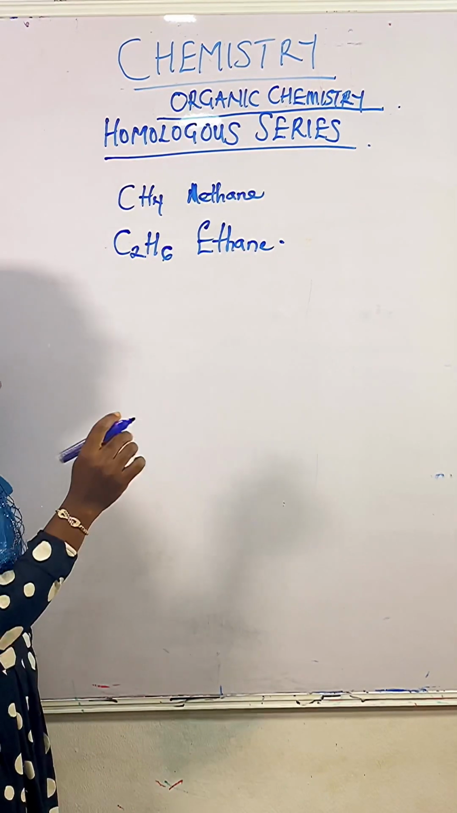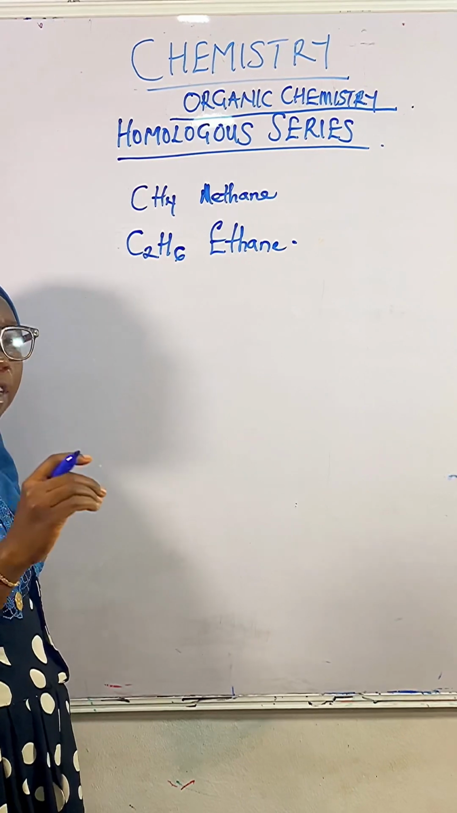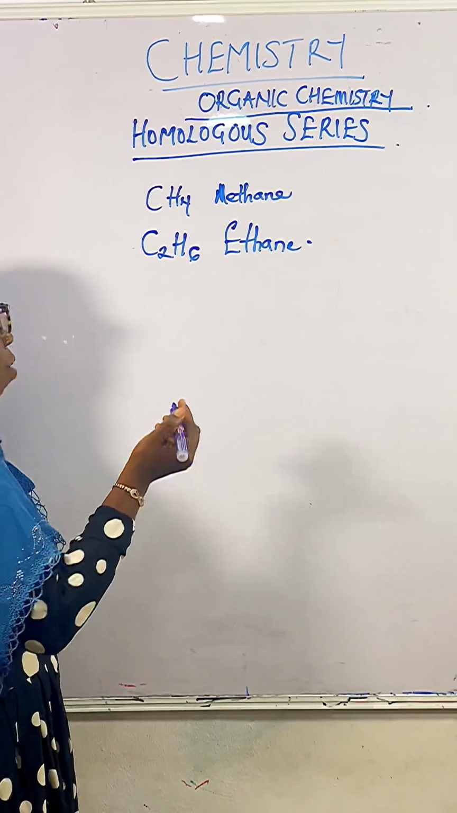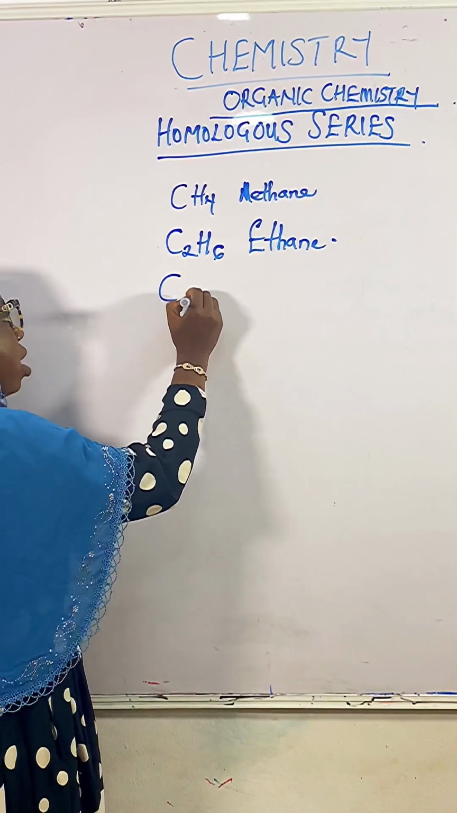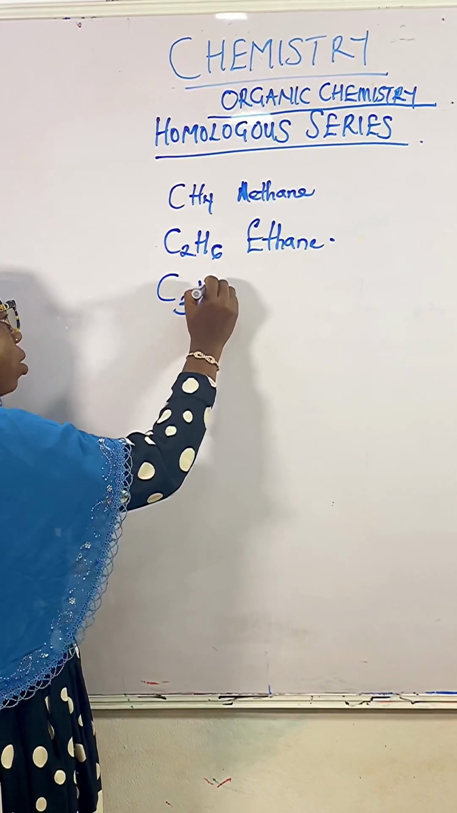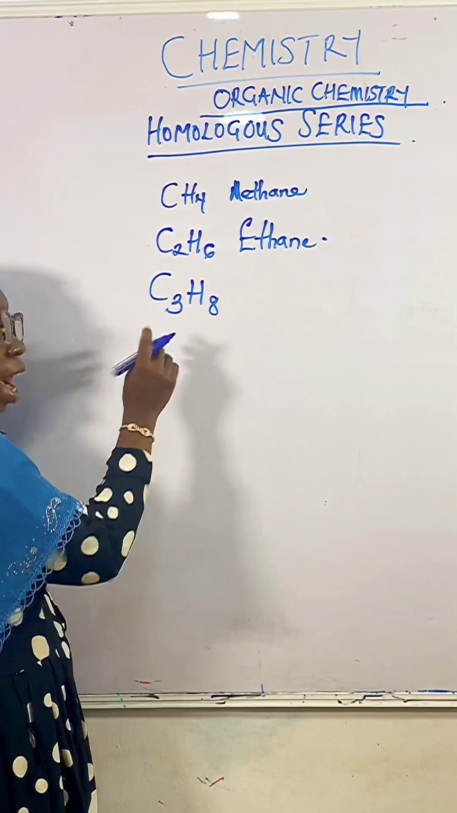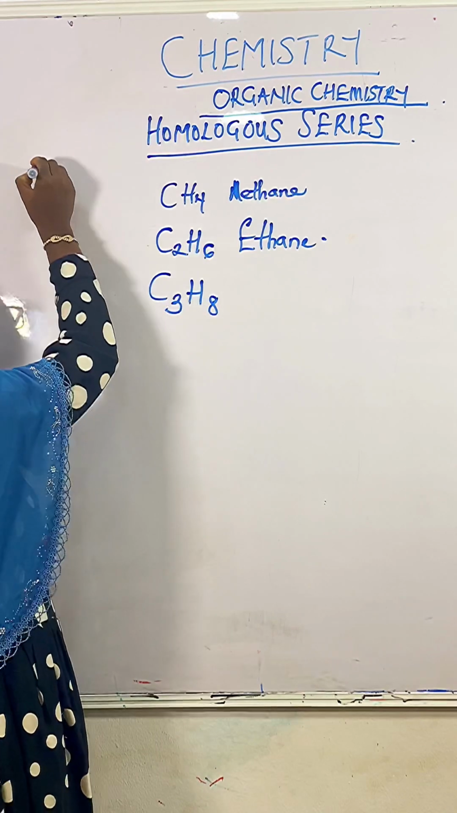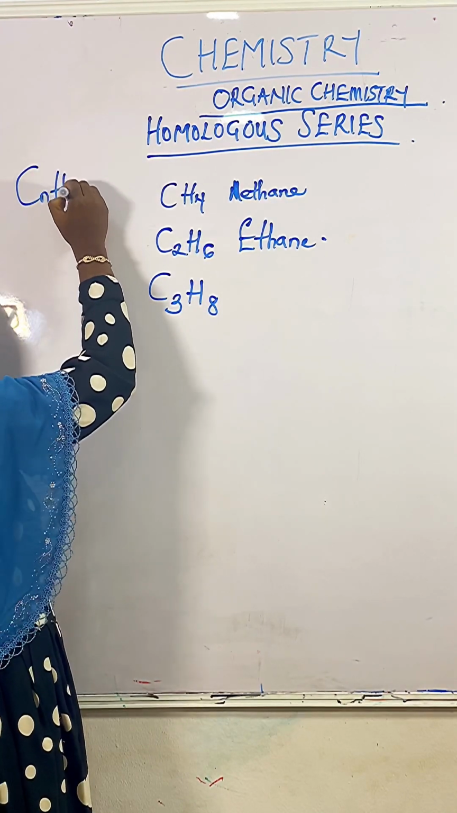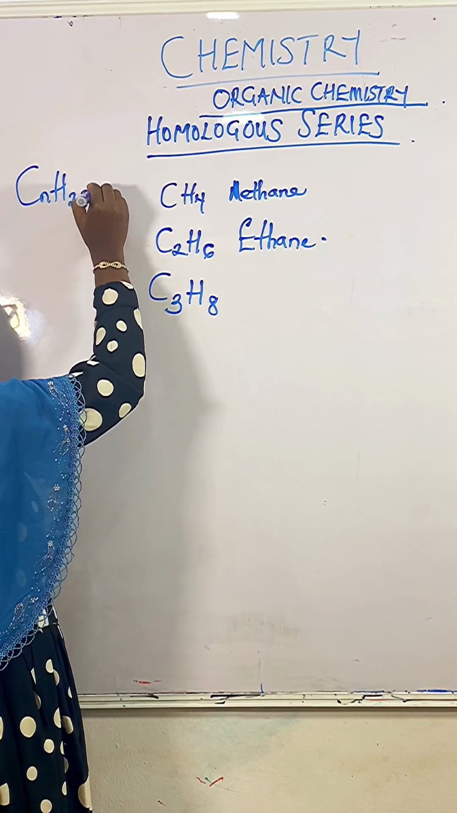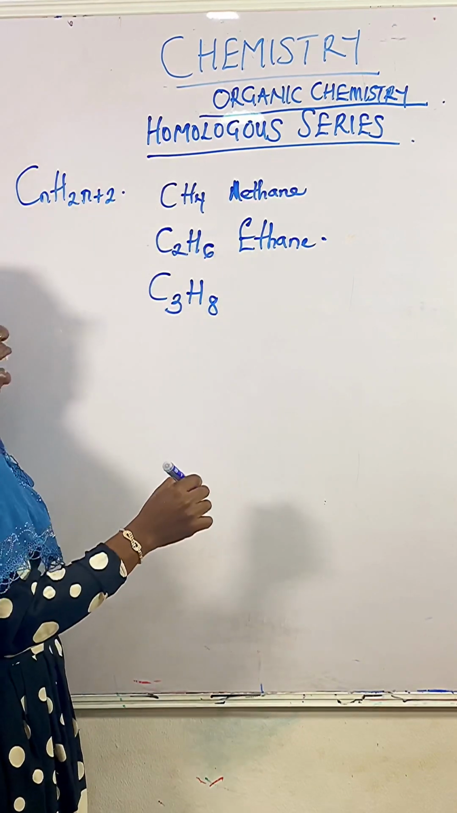Then the third one that has 3 carbon atoms derives its name from what? Prop. And we have what we call propane, which is C3H8. Remember how we get this one? From their general formula, CnH2n+2, right? So the next one is what?